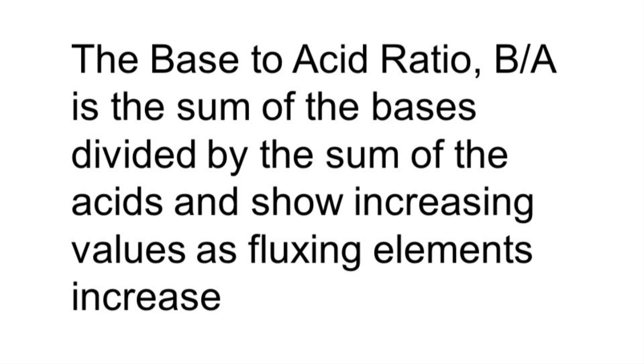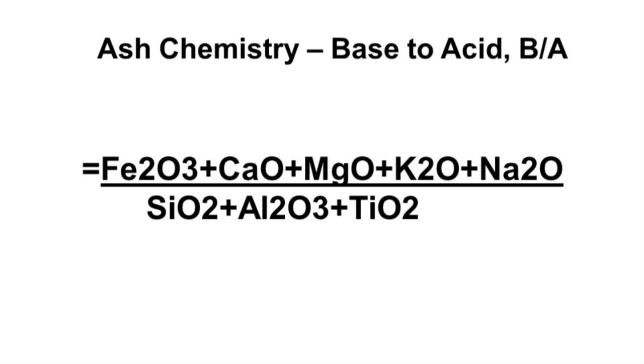This is useful to understand because over the years, people have looked at the ratio of bases to acids. So basically, you take the sum of the bases and divide it by the sum of the acids. As the base-acid ratio increases, the fusions tend to go down. In other words, there's more fluxing material in there to make the material wetter at a lower temperature. This is what the equation for the base-acid ratio looks like.